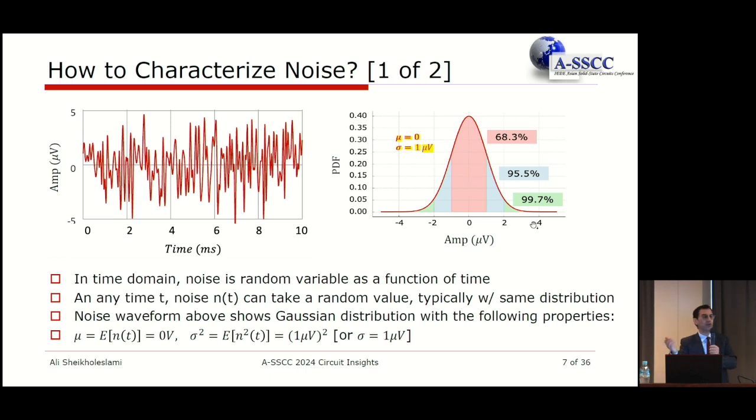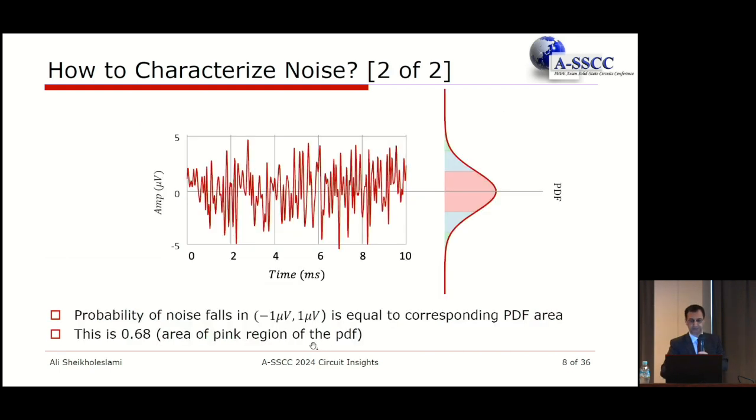And of course, as you go beyond this, the probability will become less and less. So we're dealing with a random variable as a function of time, and it happens that in many cases, the distribution of that random signal is in fact Gaussian. We usually characterize a random signal by its expected value, in this case 0 volt, and by its variance, which is the expected value of n squared of t, and that happens to be 1 microvolt squared. I guess we can call this 1 microvolt the RMS of noise.